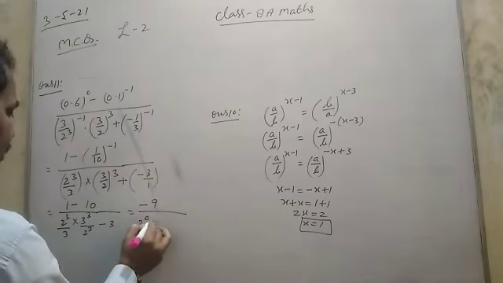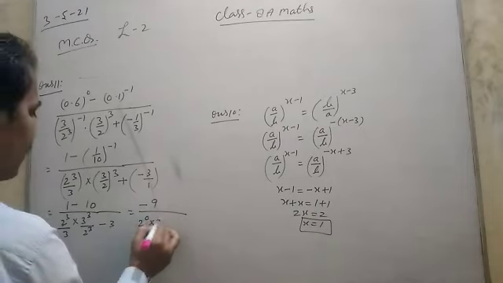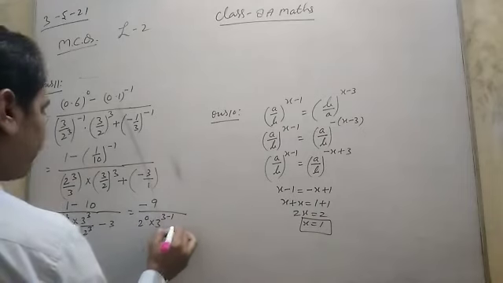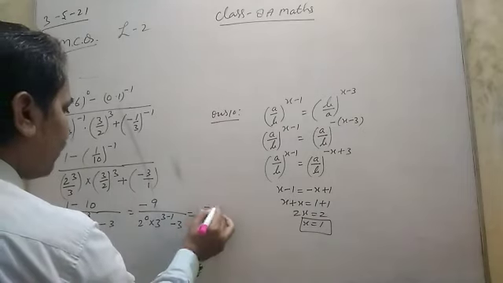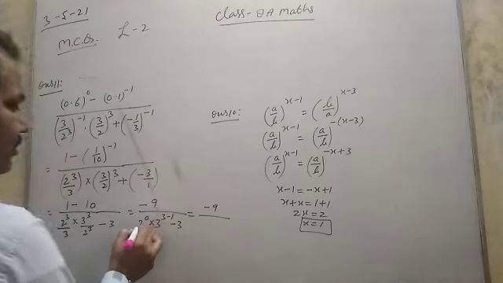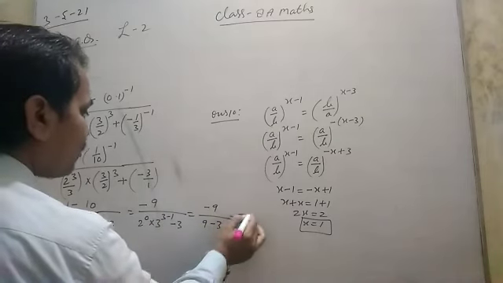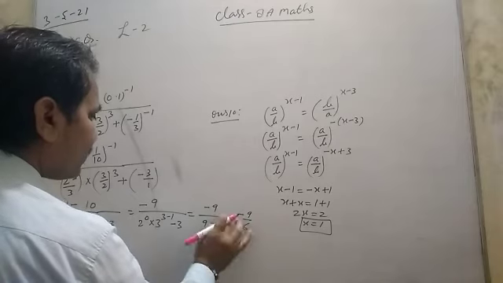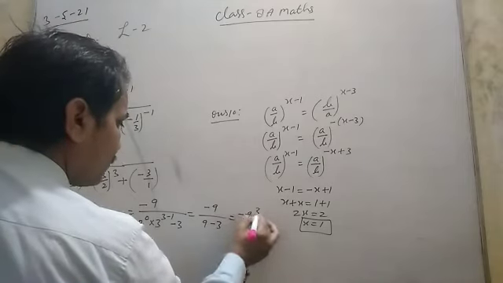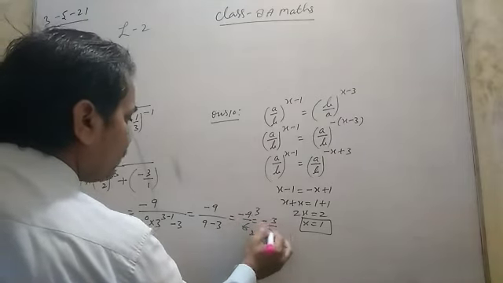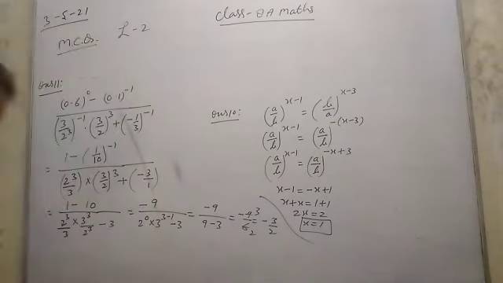So 2 power 0 into 3 power 3 upon 3 power 3, minus 1 minus 3. So minus 9 upon 2 power 0, 1, and 3 power 2, 9 minus 3. So minus 9 upon 6. So minus 3 by 2. Okay. Minus 3 by 2 given. Then question number 12.